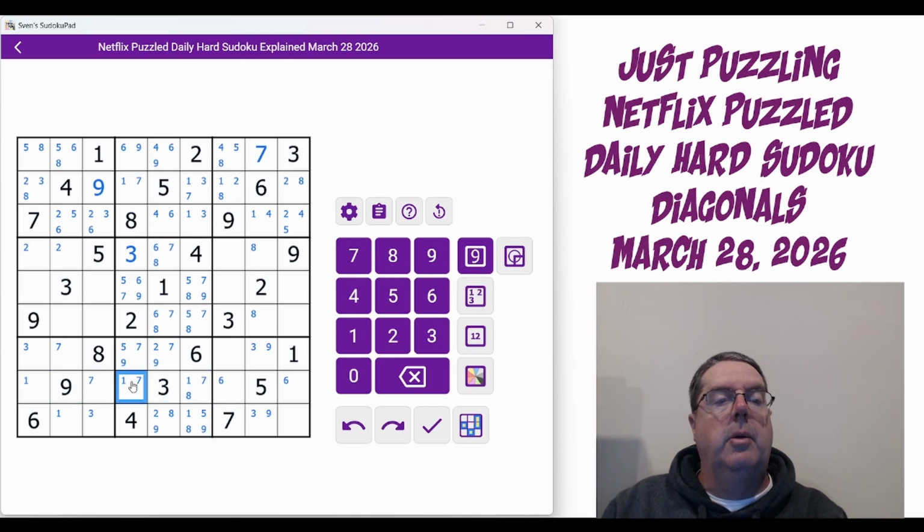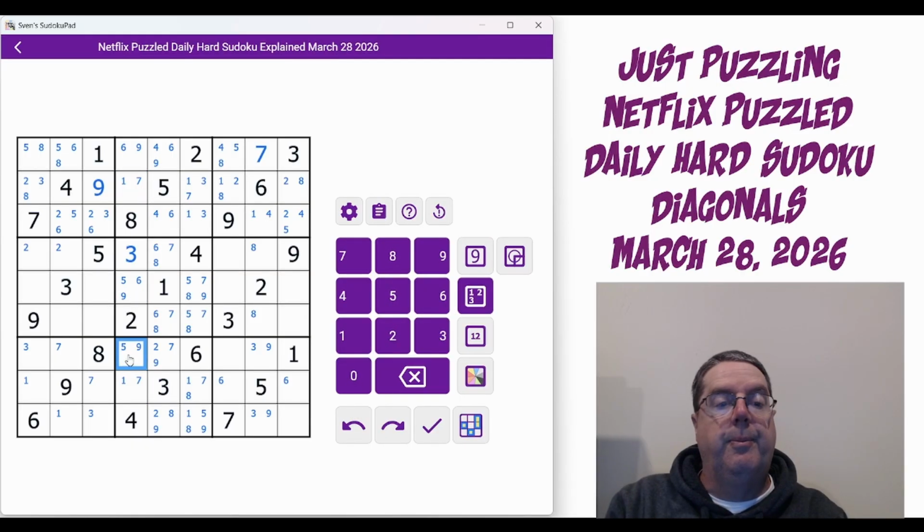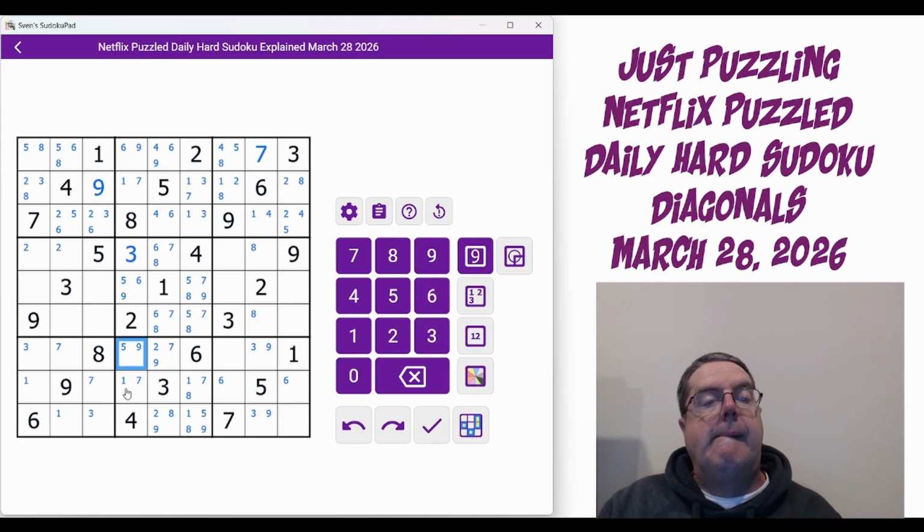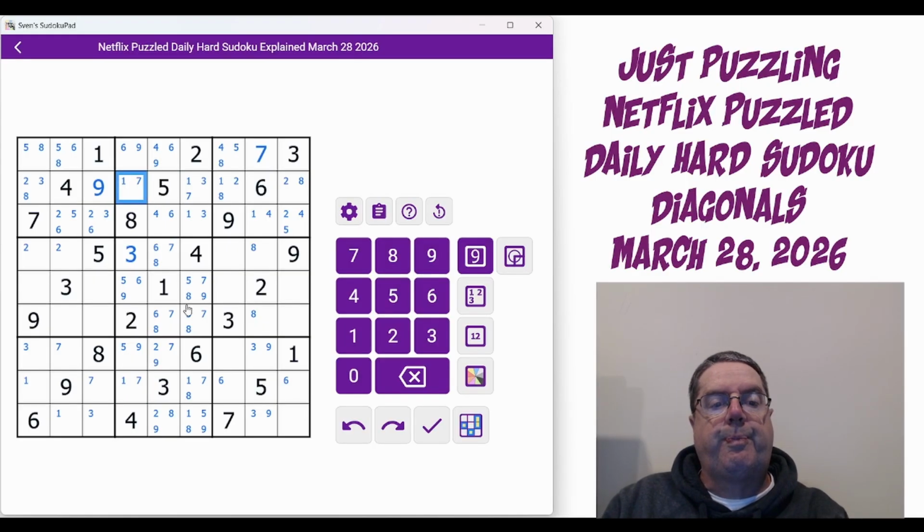Now, what's interesting to me is I've got a 1, 7 pair here. So this can't be a 7. And this can't be a 7. Okay? Because of this 1, 7 pair here. Alright. 7's there. 7's there. So 1, 7 there. I don't know how I got to that, but that's okay.